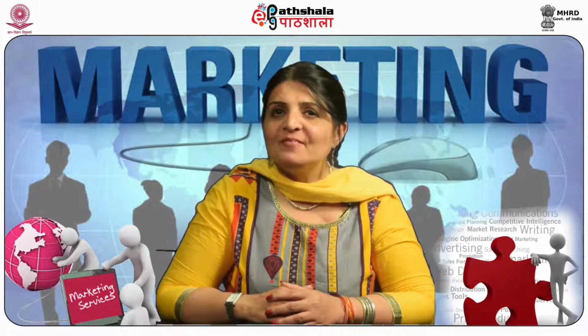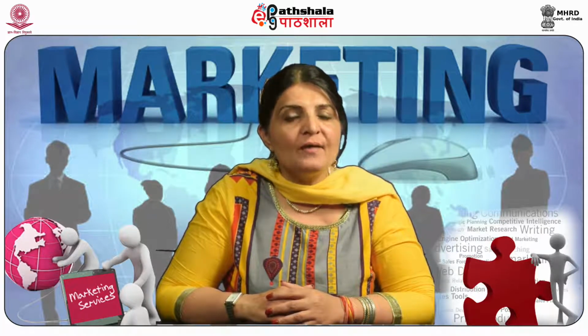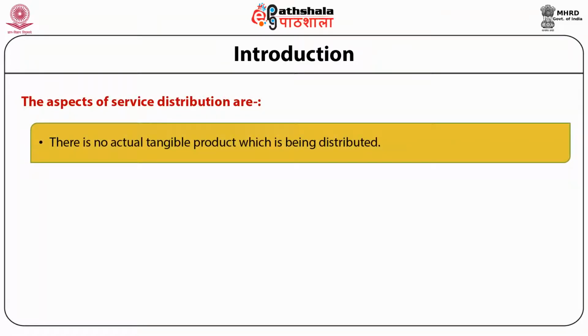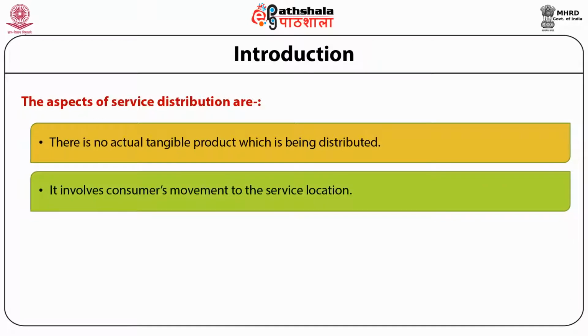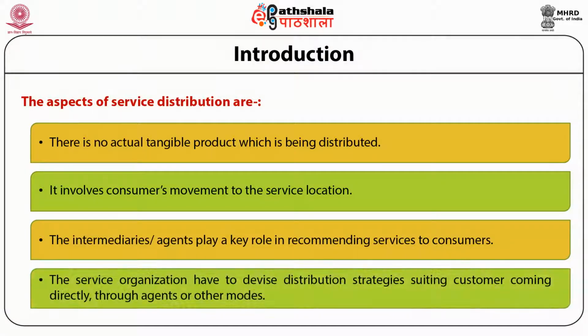Distribution system may be defined as the channel or the means which are being used by the service provider in gaining access to the potential buyer of the service product. The aspects of service distribution are: there is no actual tangible product which is being distributed. It involves customer movement to the service location. The intermediaries and agents play a key role in recommending services to consumers. The service organization has to devise distribution strategies suiting customers coming directly and through agents or other modes.